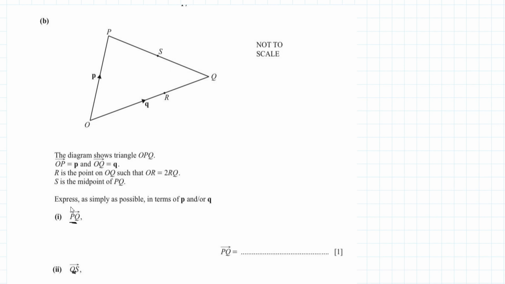The diagram shows triangle OPQ. From O to P is p, and from O to Q is q. R is the point on OQ such that OR equals 2 RQ. So this information is given to you. So just write it down: OR equals 2 RQ.